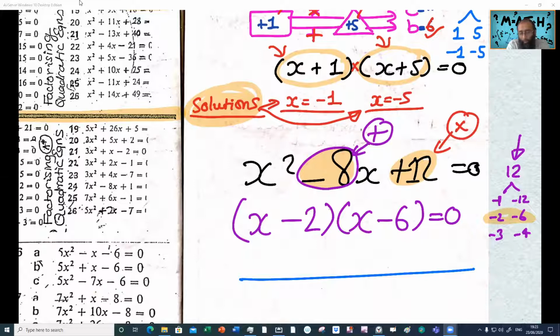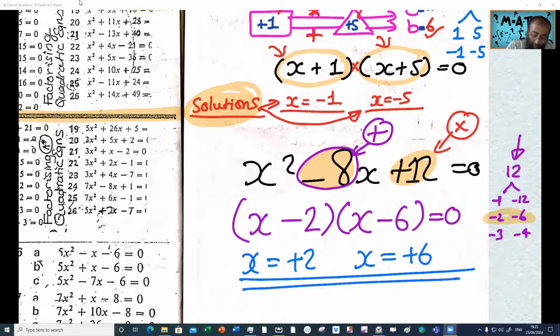So how do we go from that factorized stage to the solution stage? What do we do next? Do you do the solution? So you have to make each bracket equal to 0. Yeah, so it's +2 for the first one, and +6 for the second. Finished. And that's as much as you need to do.